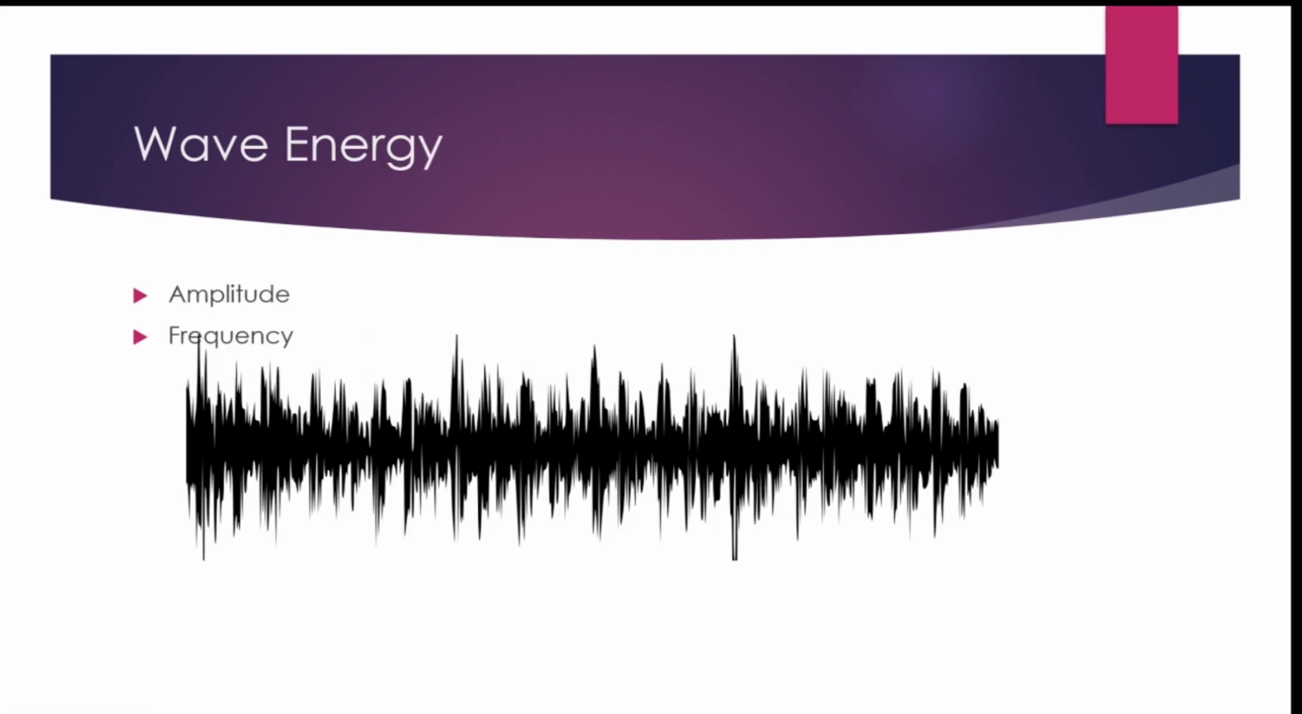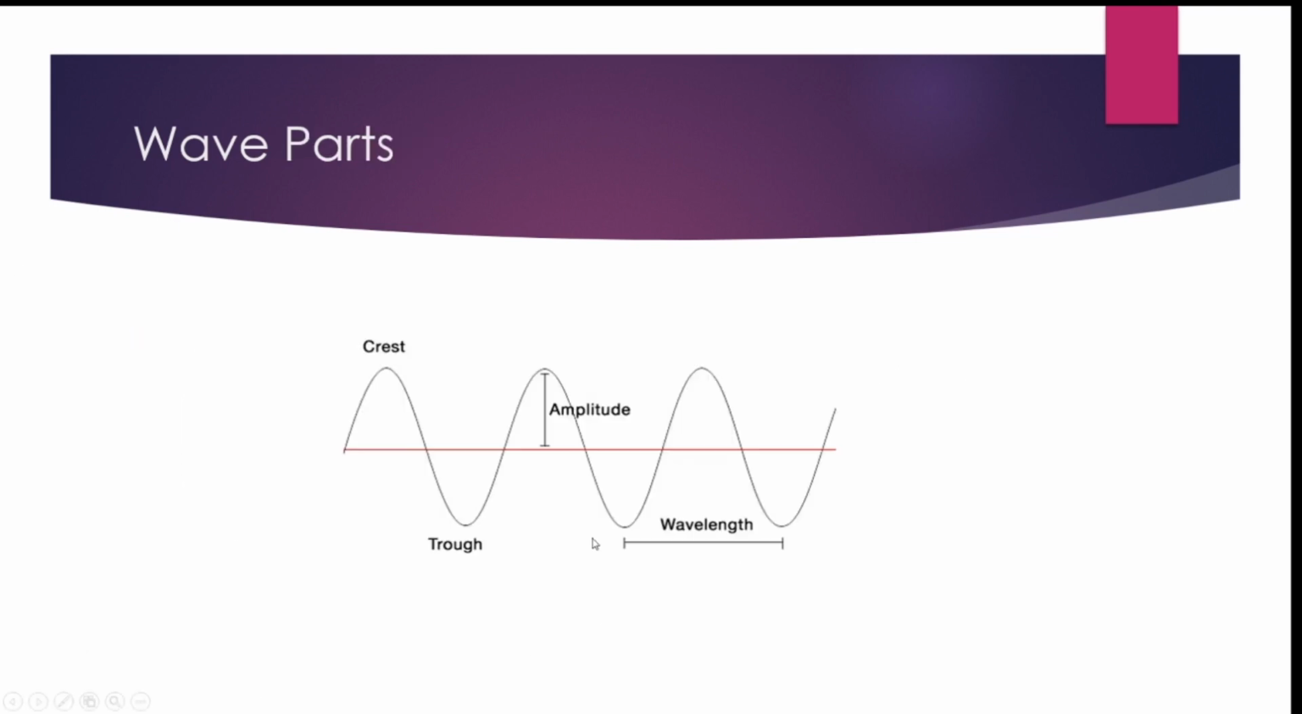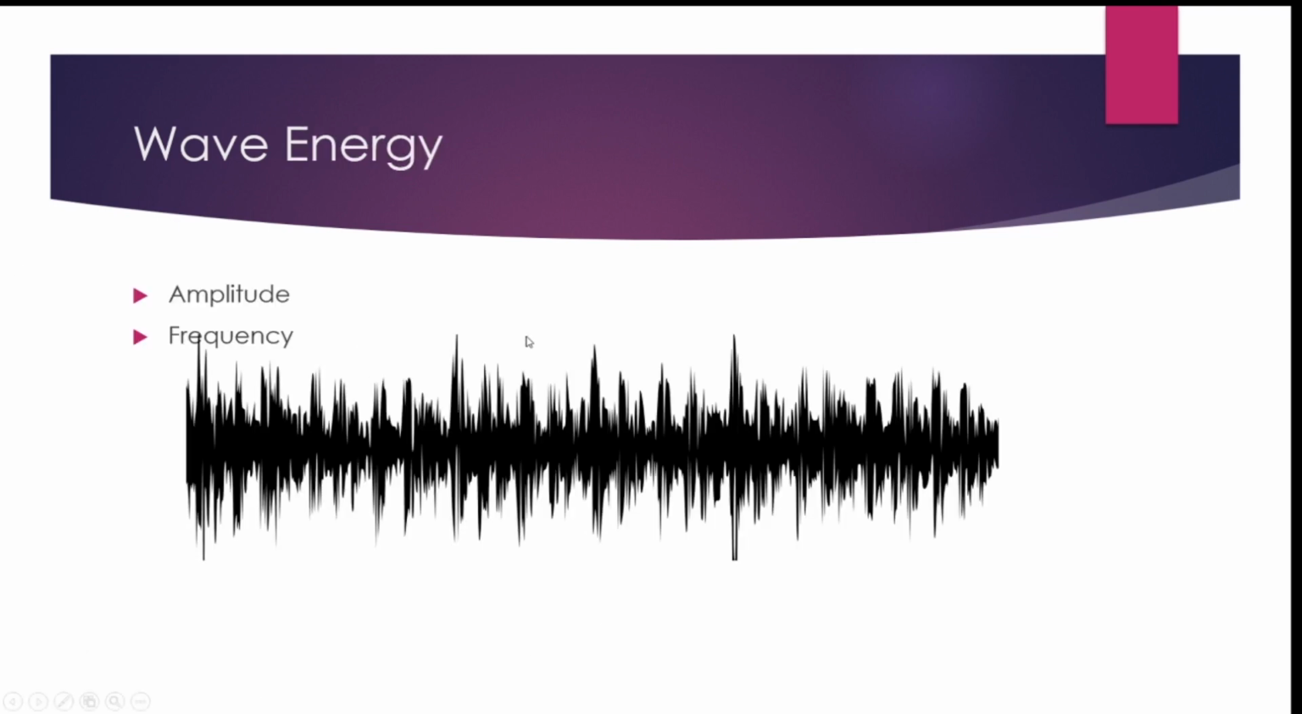We're talking about wave energy. Now, to measure the energy of a wave, we look at two things. We look at amplitude and we look at frequency. Now, we talked about amplitude before being how high above the midline the wave goes. The taller the amplitude, the higher the energy, and that makes a lot of sense.